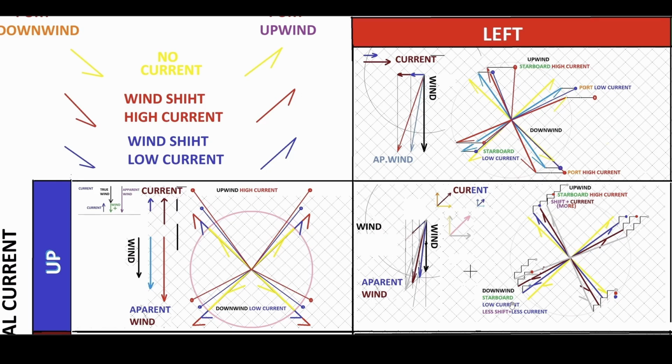Downwind, the first criterion is this. I will sail starboard tack where the current is lighter. I have less loss from the wind shift and less loss from the current. Next example.